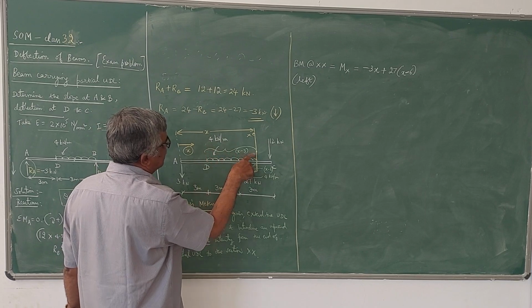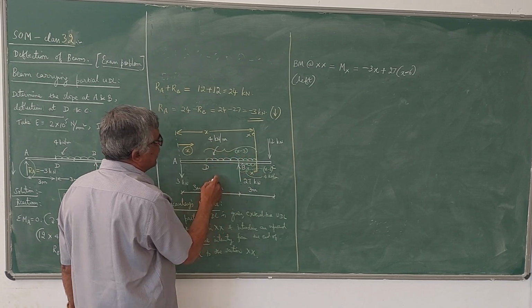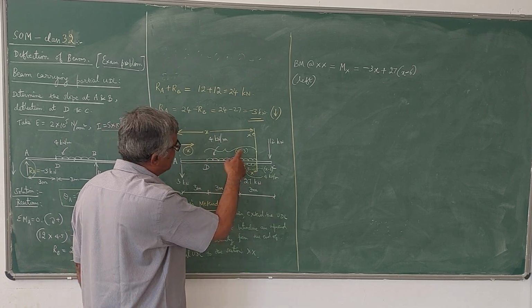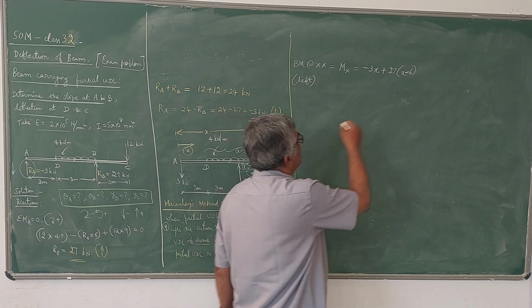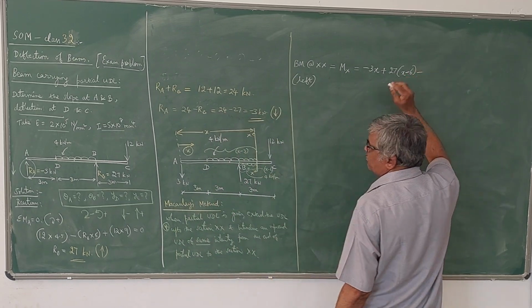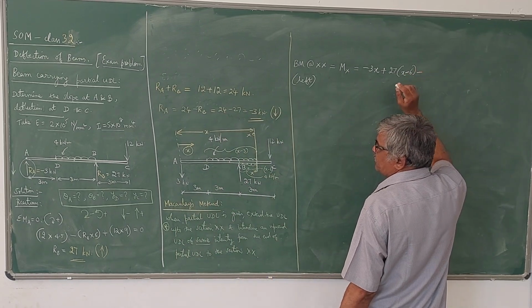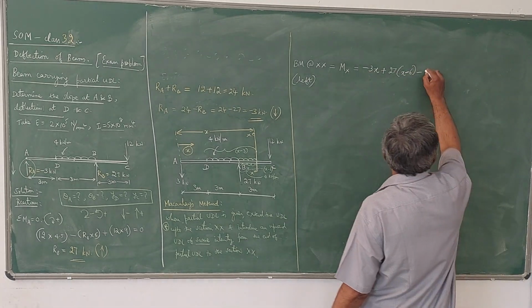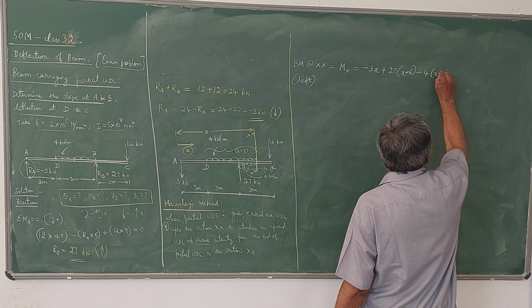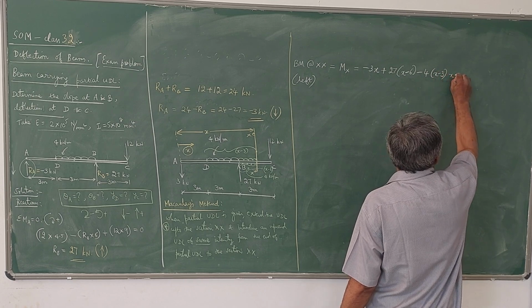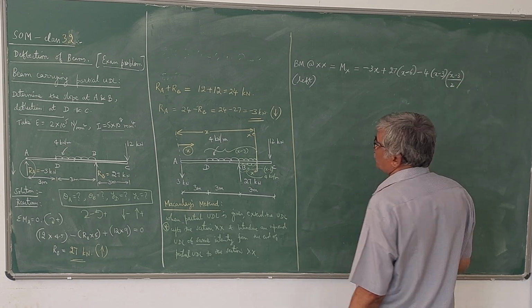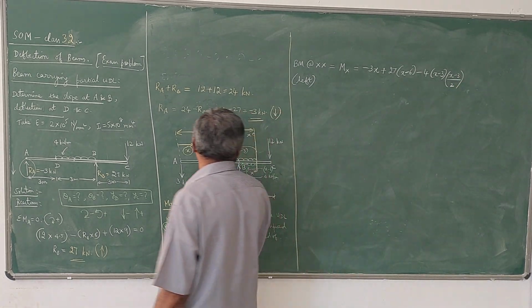So the length of the UDL is x minus 3, and it acts at the midpoint of x minus 3, that means x minus 3 by 2. It is downward, therefore minus. You should be very careful in writing the bending moment expression. If this is wrong, then other equations will be wrong. So minus 4 is the intensity into x minus 3 is the length. Midpoint will be at a distance of x minus 3 by 2. So this is the bending moment due to this downward UDL.